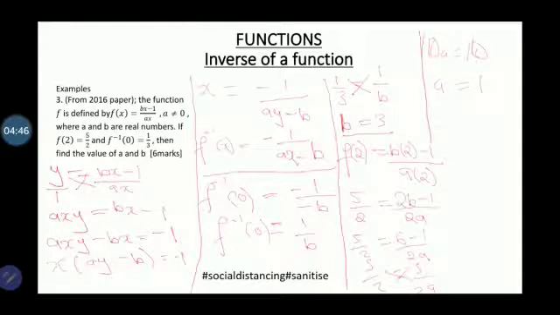Therefore, we have our answers: a is equal to 1 and b is equal to 3.